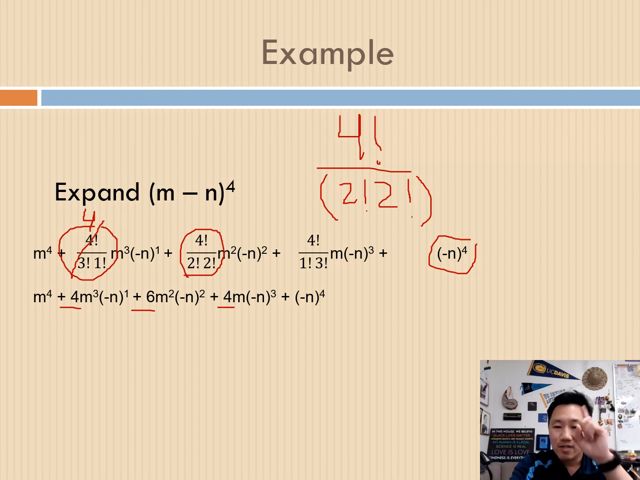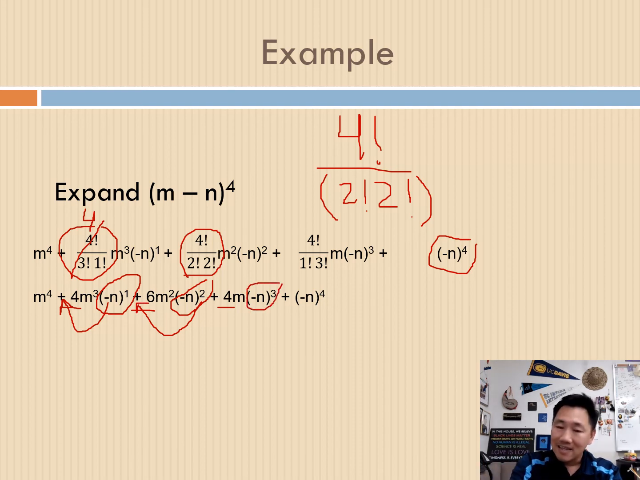And then here's the one part that now the negative does come into play. You have negative n to the first power. That actually turns this sign negative. But the next one, you have negative n to the second power. What happens when you have negative n, but you square it? It turns into positive, and so this stays positive. Negative n to the third power, that actually changes to negative. And then negative n to the fourth power changes it to positive.